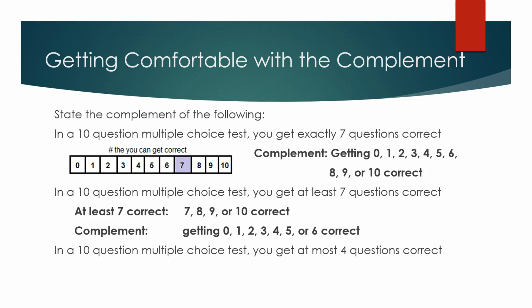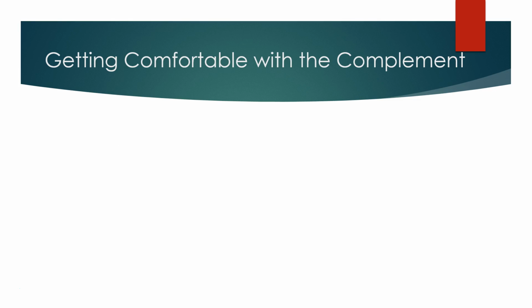In a 10-question multiple choice test, you get at most 4 questions correct. So if you're having a party and you say, hey, to your friend, I can only have, at most 20 people over, because any more than that, it's too crowded. So 20 people would be okay, but anything less than that is meeting your requirements. So at most 4 is 0, 1, 2, 3, or 4, which means that everything else is 5 through 10.